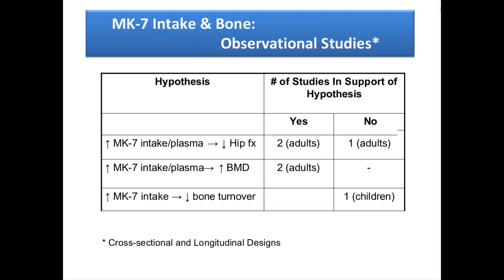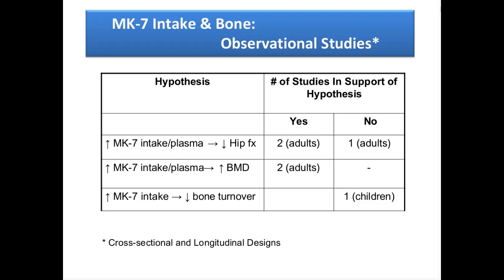Now, there have also been some studies looking at menaquinone 7 or vitamin K intake and bone. And similarly, the higher the menaquinone 7 intake or plasma, the lower the hip fracture and the higher the bone mineral density. And in children, they've looked at bone turnover, which is an indication of how healthy the bone is, but there has not been any evidence in children, at least, to support this relationship between vitamin K and bone.